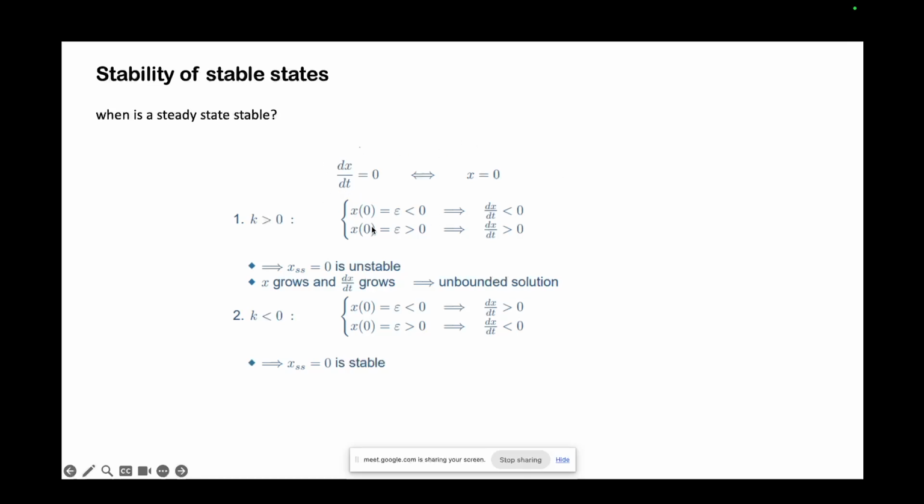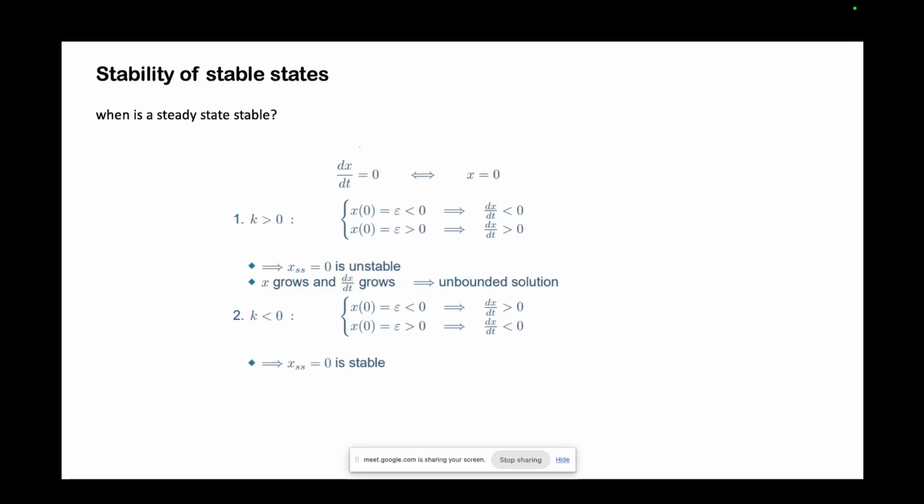Now, what is the value of dx/dt when epsilon is negative? Epsilon is basically the initial state of the reaction, so x naught is the initial condition. If your initial condition is less than 0, that means your dx/dt is negative, and if your initial condition is greater than 0, that means your dx/dt is positive.